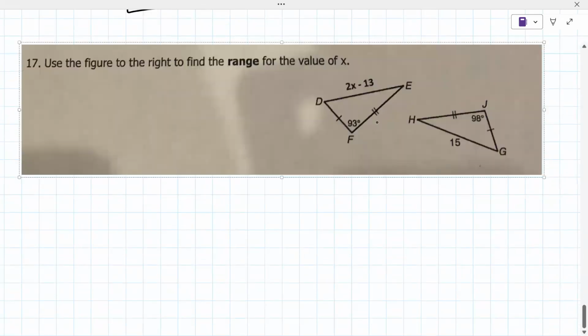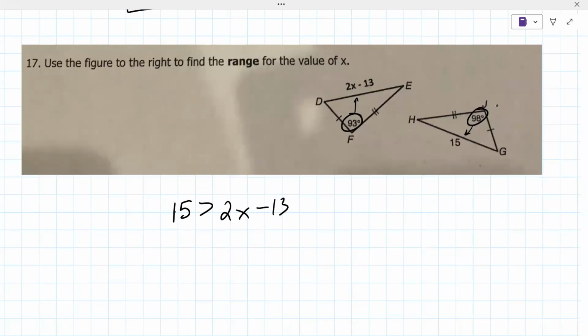Right. Same thing with this problem. We're looking at the 93 and the 98 degrees, the popular boy band from the early 2000s, late 90s. Which is bigger, 93 degrees or 98 degrees? 98. So 15 is greater than 2x minus 13. Solve this for x. Make sure the variable's on the left, though, when you give me the answer, please.